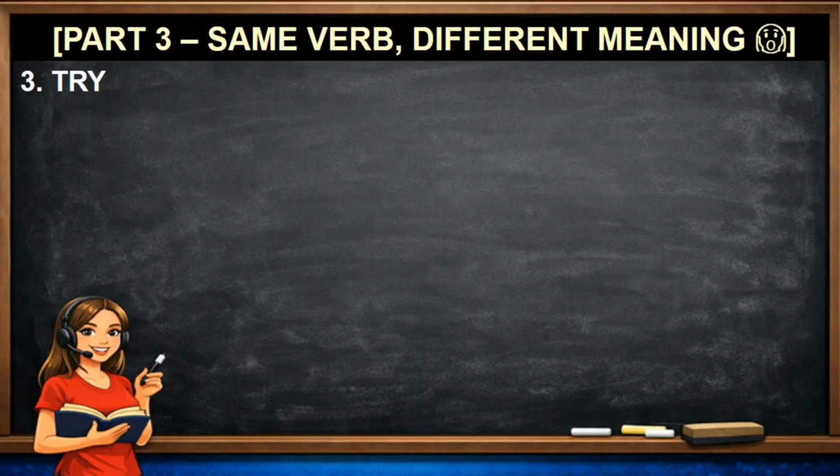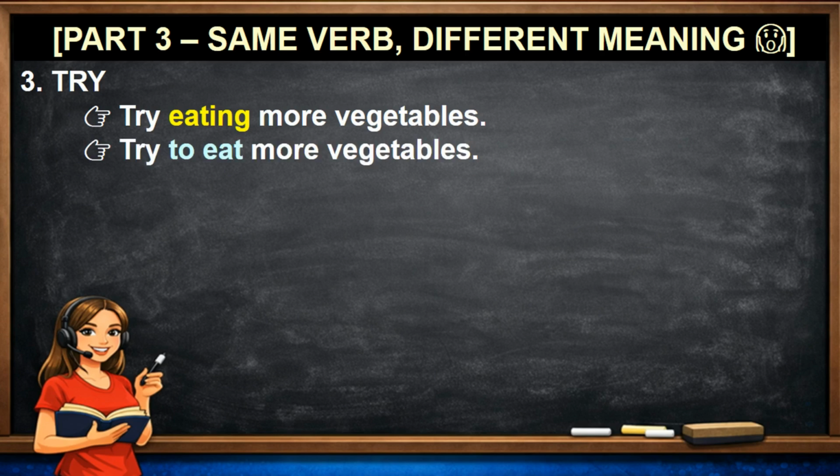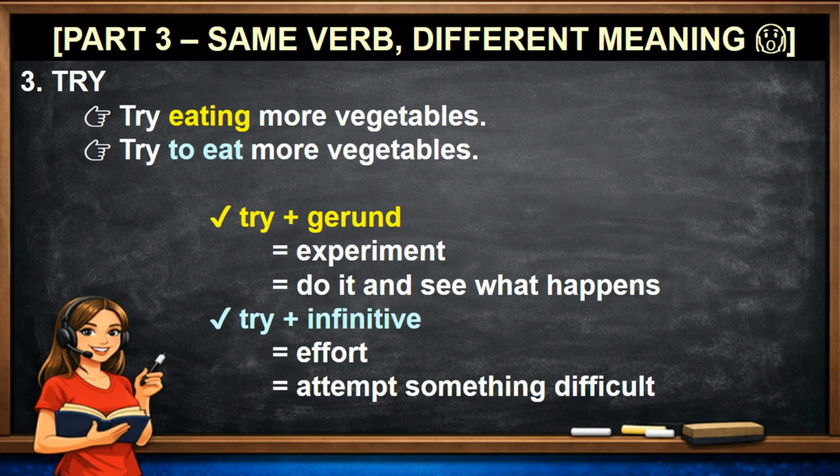3. Try. Examples. Try plus gerund: Try eating more vegetables. Try plus to infinitive: Try to eat more vegetables. What's the difference? Try plus gerund means it's a kind of experiment, or you do it and see what happens. While try plus to infinitive means it's a kind of effort, or an attempt at something difficult.